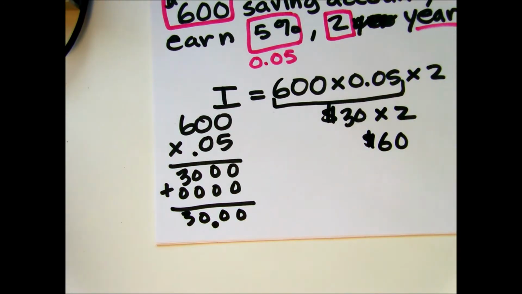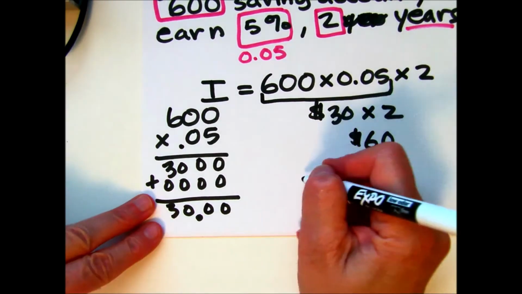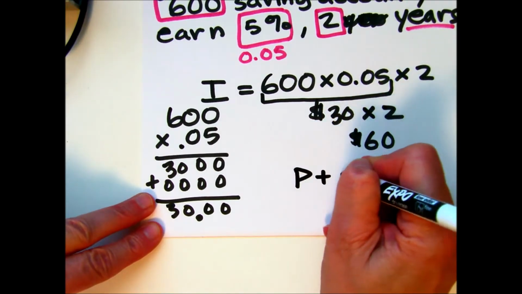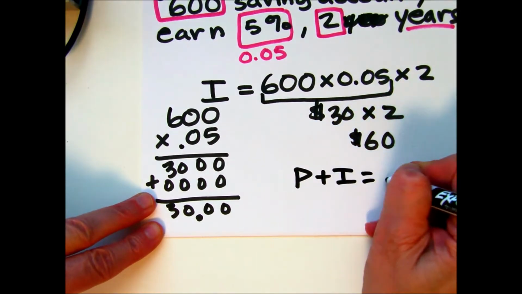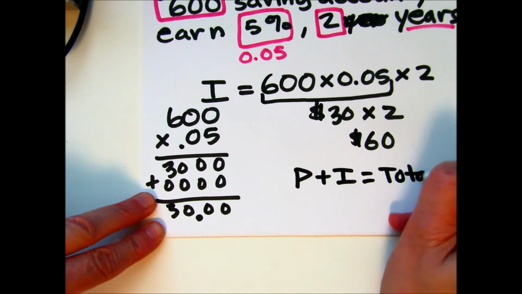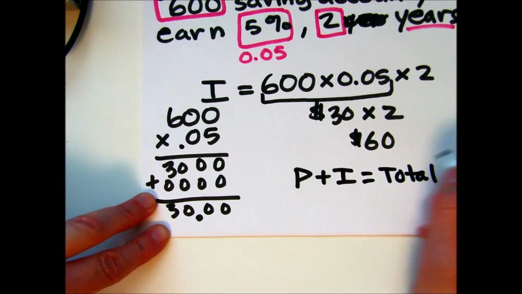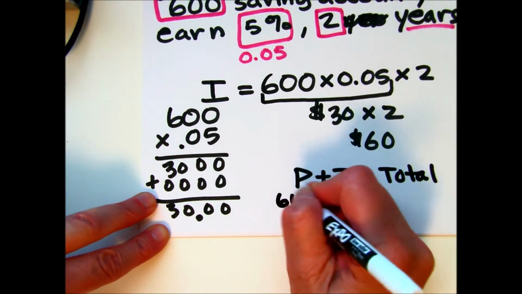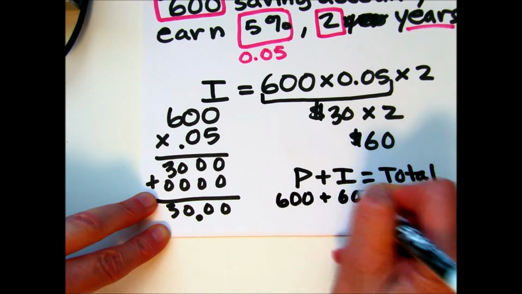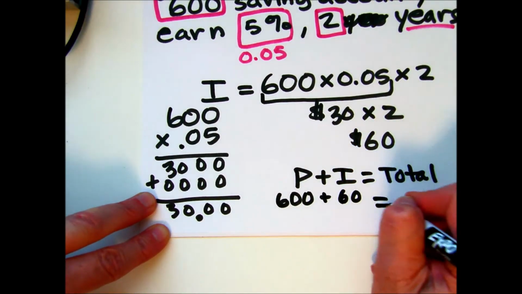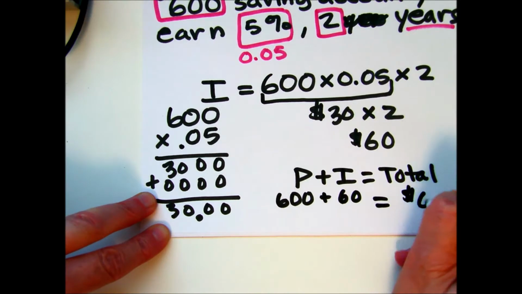Now, if I want to figure out the total amount that will be in my bank after 2 years, I just need to add that interest amount to my principal. So if I take the principal and add it to the interest, I'm going to get my total amount after 2 years. So 600 plus 60 is going to give me $660.